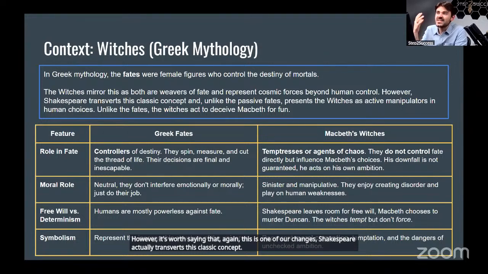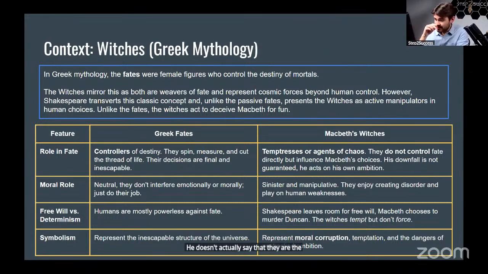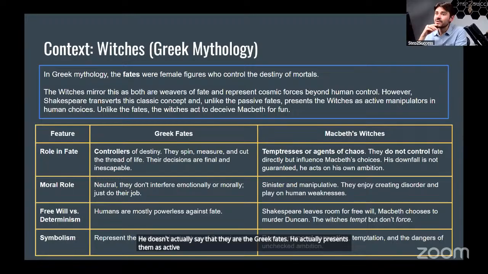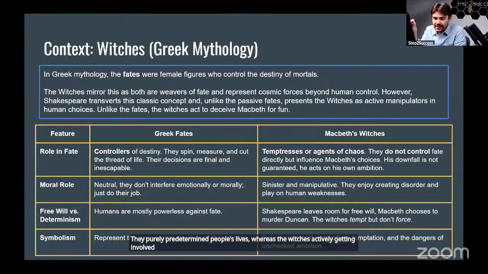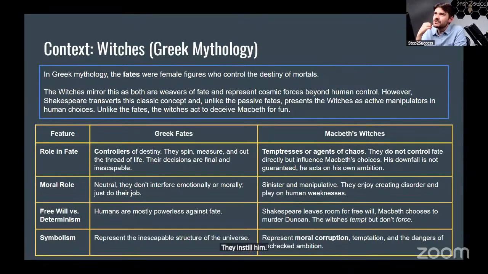He doesn't actually say that they are the Greek fates. He actually presents them as active manipulators, unlike the fates, who don't actually manipulate anybody's life. They purely predetermine people's lives, whereas the witches actively get involved in Macbeth's fate. They instill him to make evil choices, whereas the Fates never once actually encounter humans. They simply predetermine people's lives.